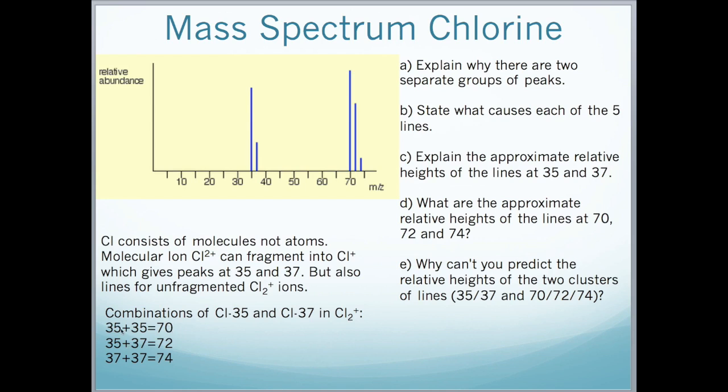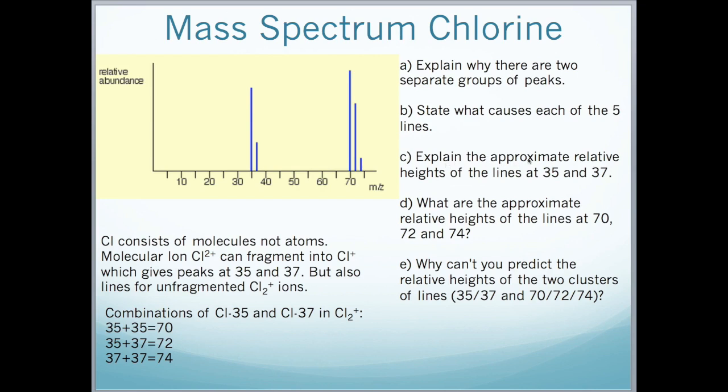So the 70 peak is when chlorine-35 and chlorine-35 combine. Then we have 72 when we have chlorine-35 and chlorine-37 combining. And the last peak is when we have chlorine-37 and chlorine-37 combining. So that's why we have these different peaks.